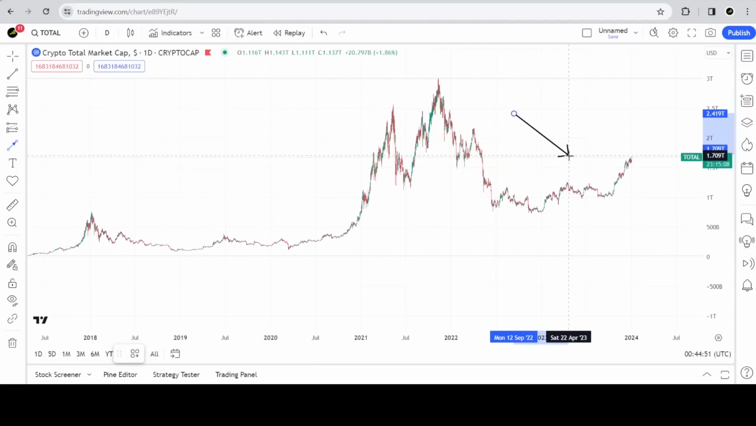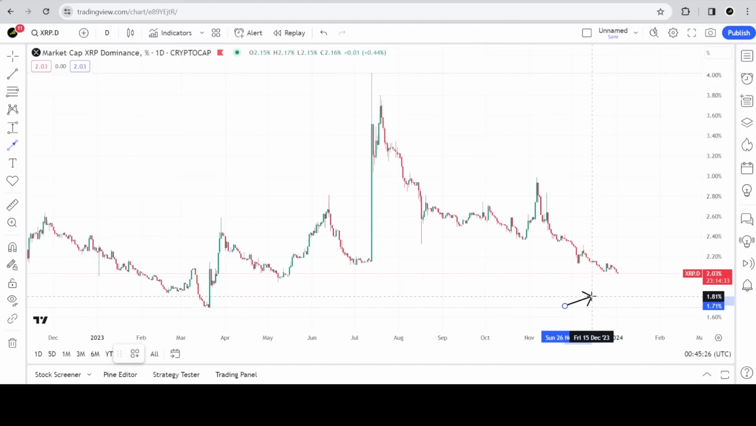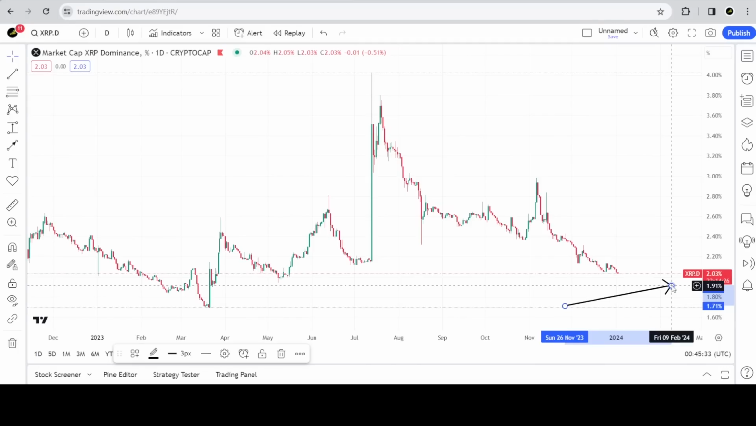So if we jump over to the total crypto market cap chart, we can see that it is currently around $1.684 trillion. So this number is the total number of all cryptocurrencies put together, including Bitcoin, Ethereum, all that. This is the big enchilada. Now, the XRP dominance chart shows what percentage of that total market cap consists of the XRP market cap.